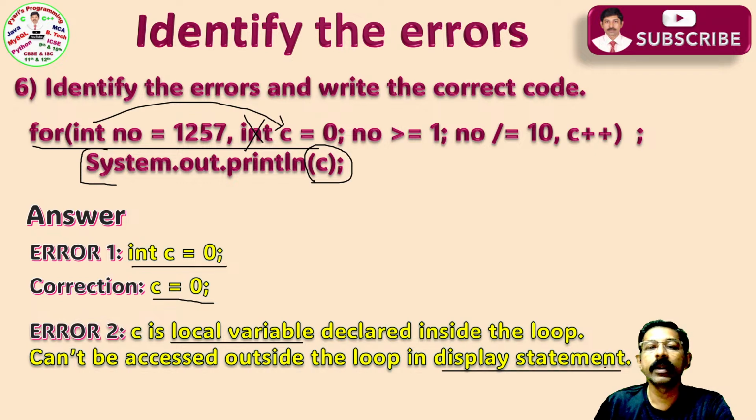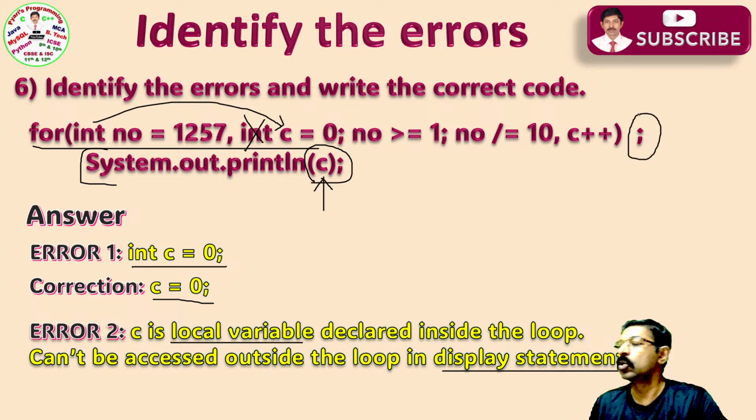In the display statement, I cannot use it because the loop can execute only one statement, and this is the statement it is executing, which is called do nothing statement. Understood, everyone?